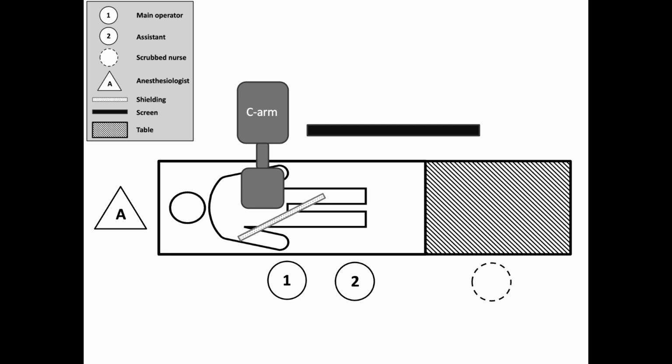A. For left limbs, a right retrograde puncture is used, with the setup shown in Figure 1. An additional screen may be prepared on the patient's left side for possible retrograde puncture.